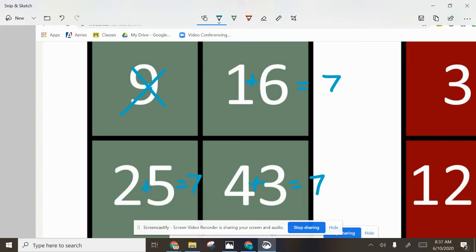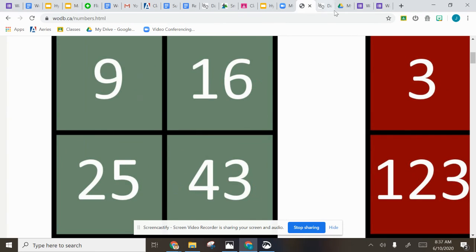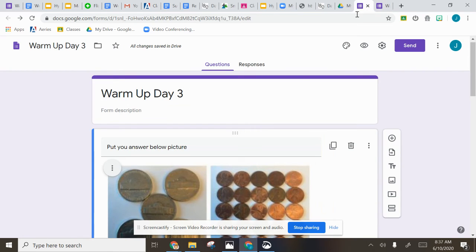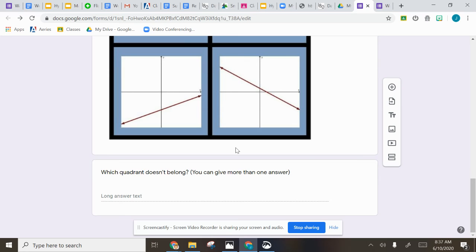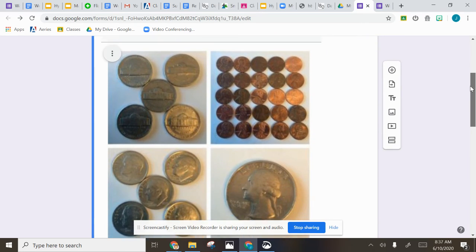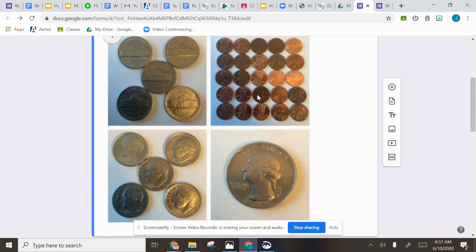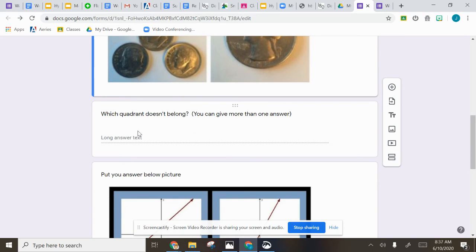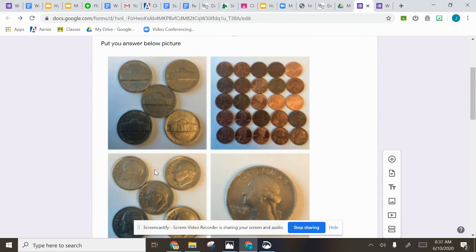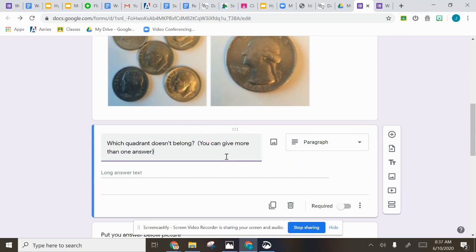Okay? So, for your work today, I'm going to send you off on this warm-up. Which one is it going to be? I think it's this one we're working on. The first one I'm giving you, this will be your picture. You're going to look at it, and then you're going to fill out which quadrant it is. So again, this is quadrant 1, quadrant 2, quadrant 3, quadrant 4, and why it doesn't belong. And you can give me more than one answer, for sure. Maybe I'll give extra points for that.